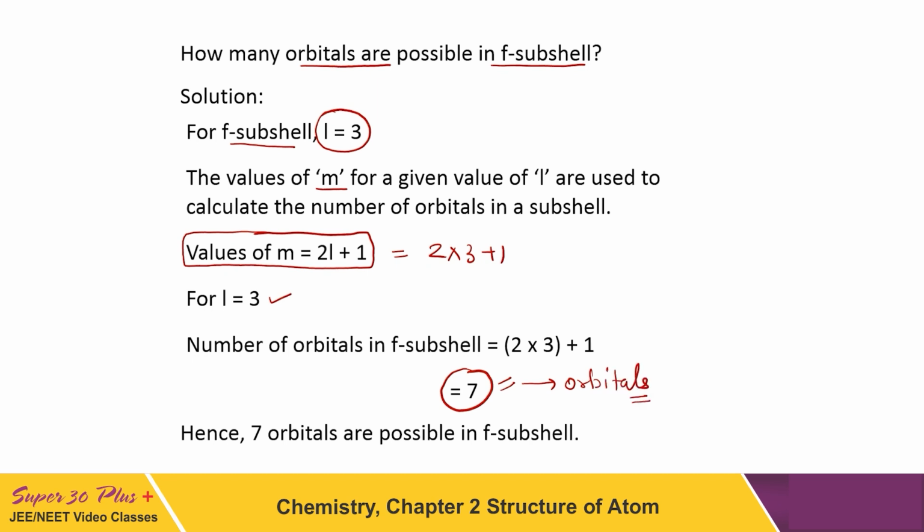Suppose in the same question, I ask you how many electrons we can accommodate in this. So for these 7 orbitals, the number of electrons that can be accommodated is 7 into 2, which is 14. So we can accommodate a maximum of 14 electrons in the F subshell, not more, not less.